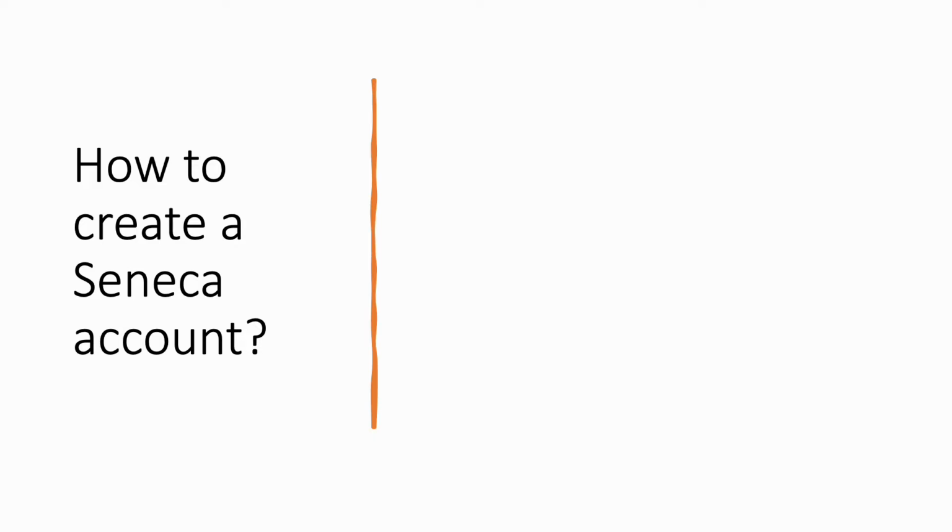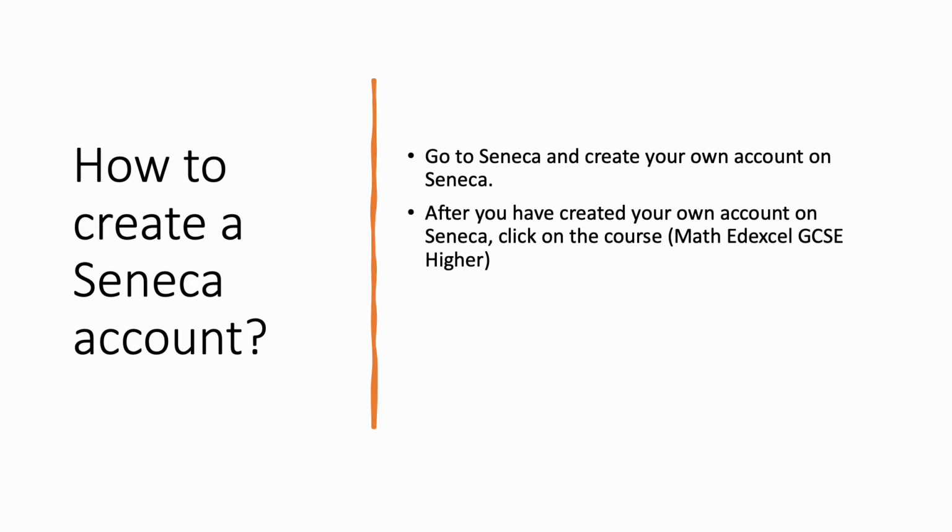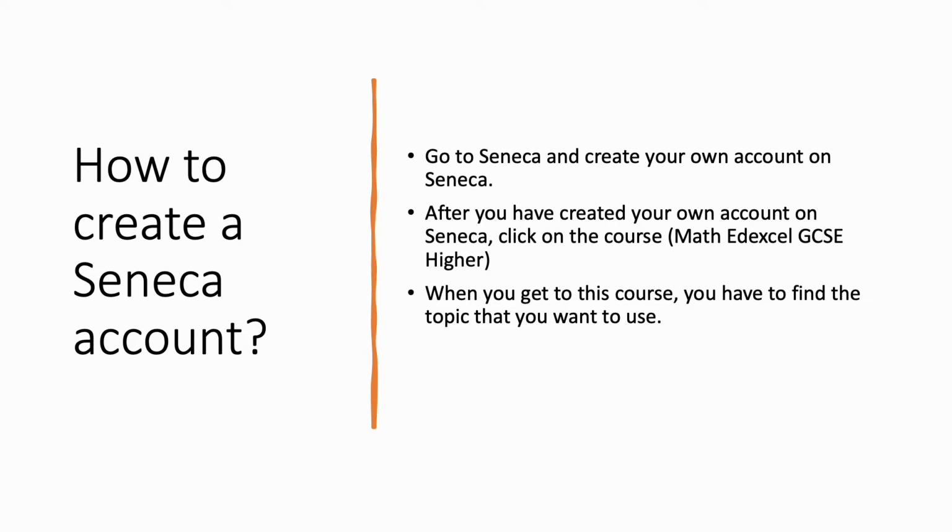So in terms of the first thing we're going to look at, it is obviously how to create a Seneca account, and you can do this by going to Seneca and creating your own account on Seneca itself. Then after you have created your account, you can click on the course Maths Edexcel GCSE Higher if you're doing the Edexcel board, and if you're doing AQA, you can choose the AQA board. OCR, you choose the OCR board. So you choose the board that is necessary for you. And when you go to your course, you have to find the topic that you want to learn from, and that is how you get started on the course.